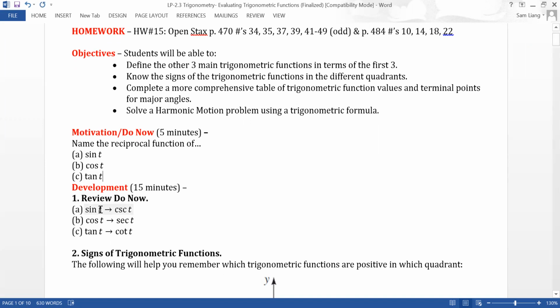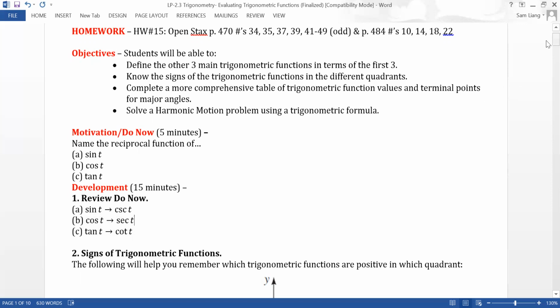So the reciprocal function of sine, meaning 1 divided by sine, like 1 over sine, is cosecant. The reciprocal function of cosine is secant, and the reciprocal function of tangent is cotangent. Okay, COT, SEC, and CSC. Those are the abbreviations.